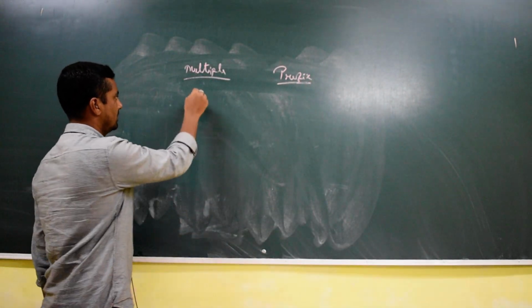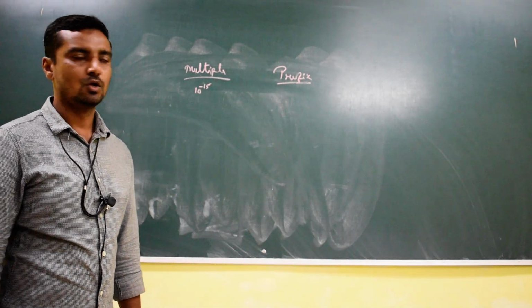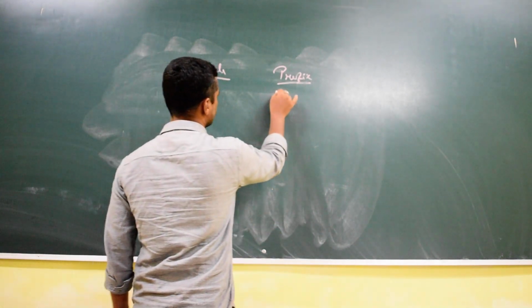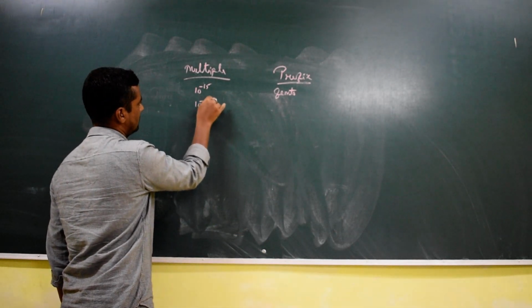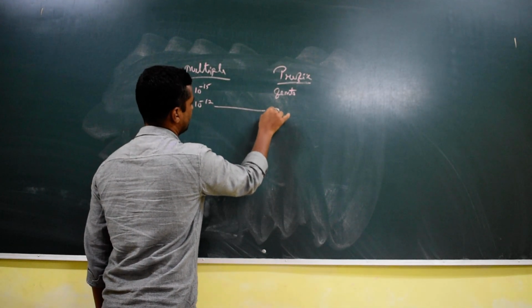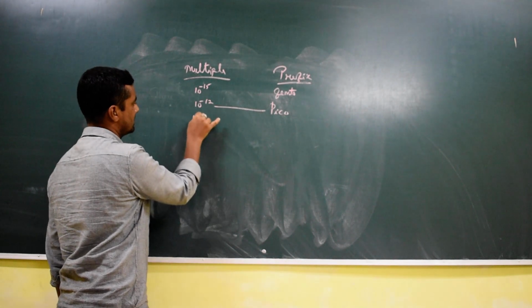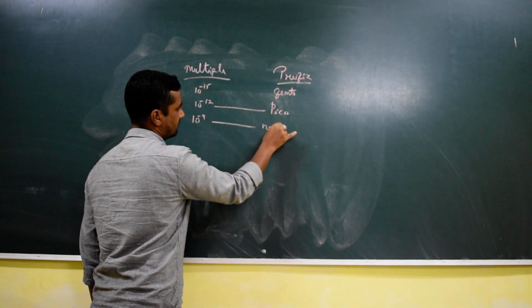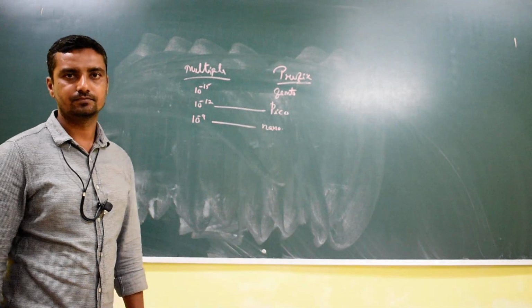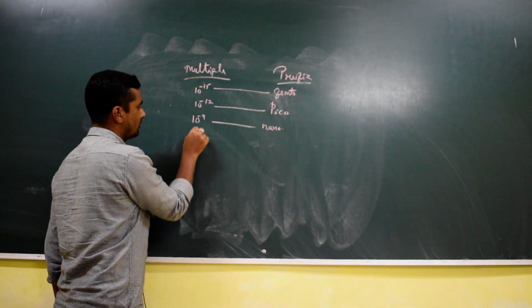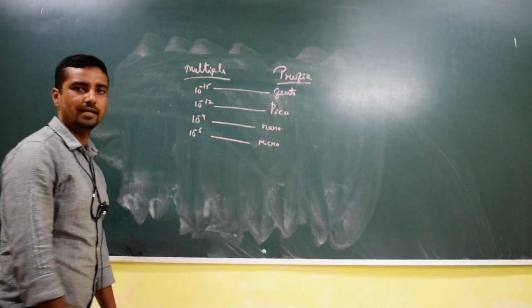If it is 10 to the power of minus 15, the prefix is femto. Remember that one. If it is 10 to the power of minus 12, this is pico. If it is 10 to the power of minus 9, it is nano. We should use the prefixes picometer, nanometer, right. If it is 10 to the power of minus 6, that is micro, micrometer, right.